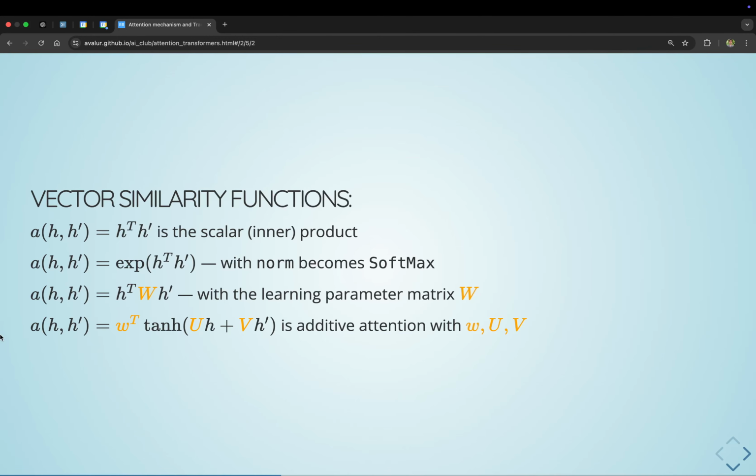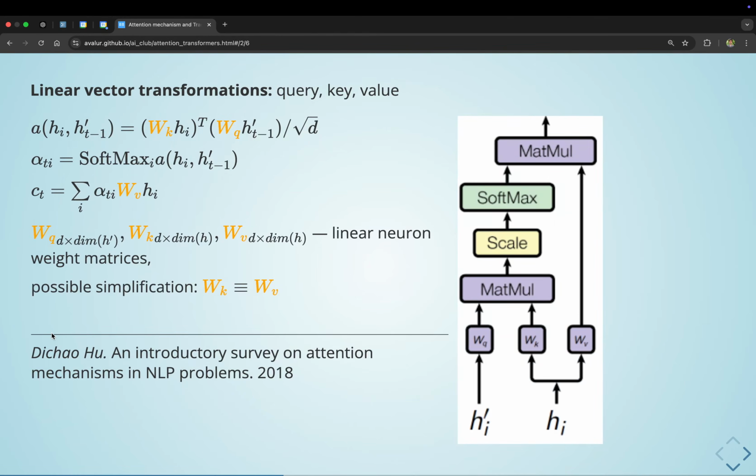So here is another variant. We simply multiply h and h prime by different matrices of parameters. Then we add the results, perform the activation function, and again a dot product with another vector of parameters W transposed. Now if we want to understand the classical attention, the goal is the same. We want to calculate the similarity between two vectors. And this is the classical formula.